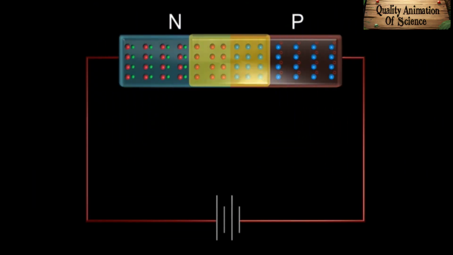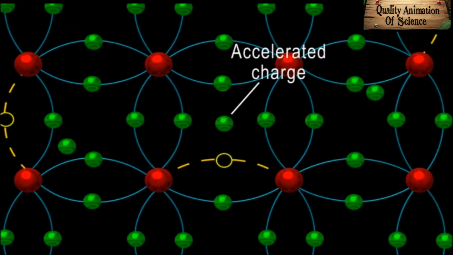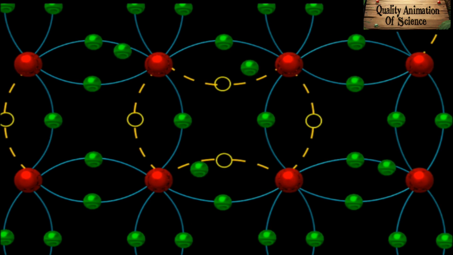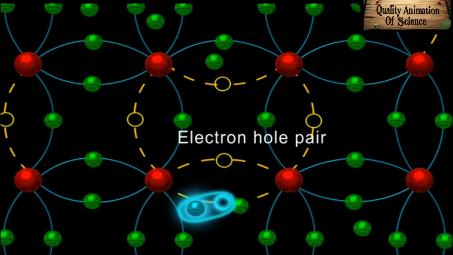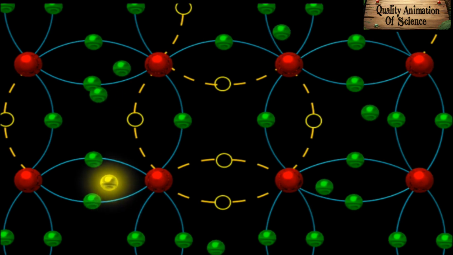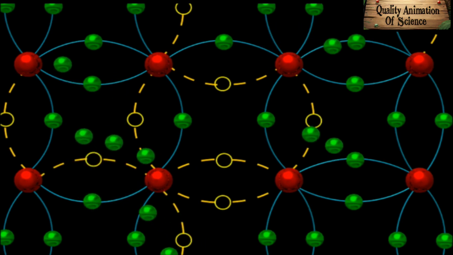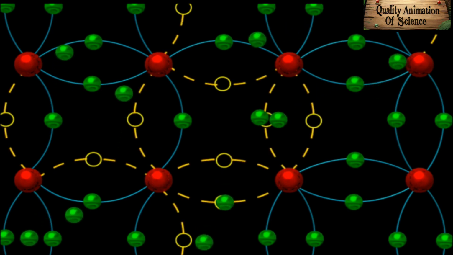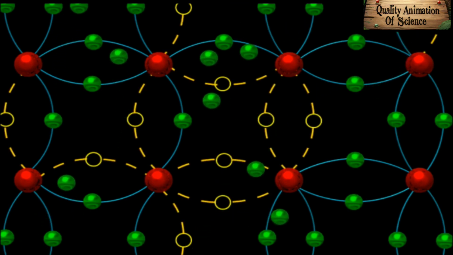When the charge carriers cross the depletion region, like the electron for example, then it gets accelerated due to the high electric field. This accelerated charge breaks many covalent bonds in the depletion region and creates electron-hole pairs. This newly created electron also gets accelerated and breaks many more covalent bonds to further create more electron-hole pairs. This process keeps on repeating.